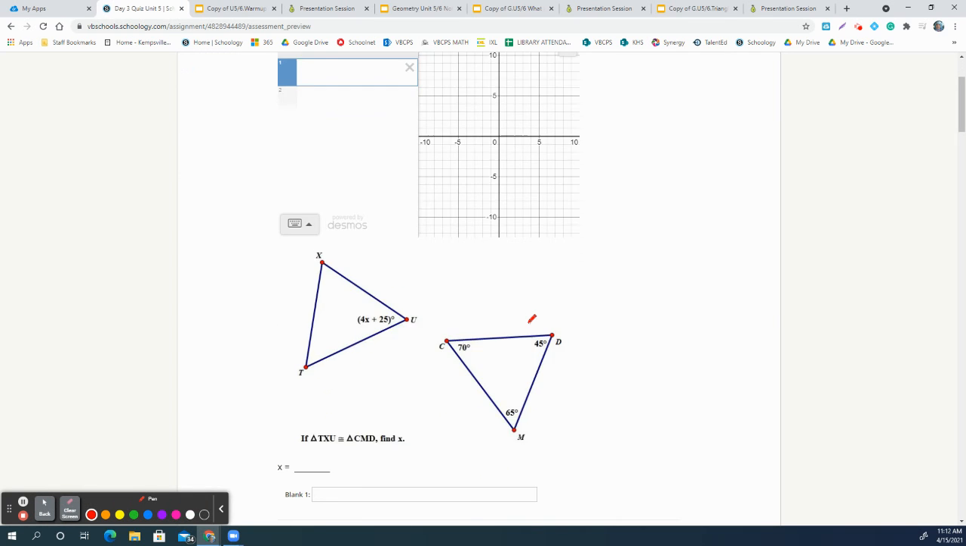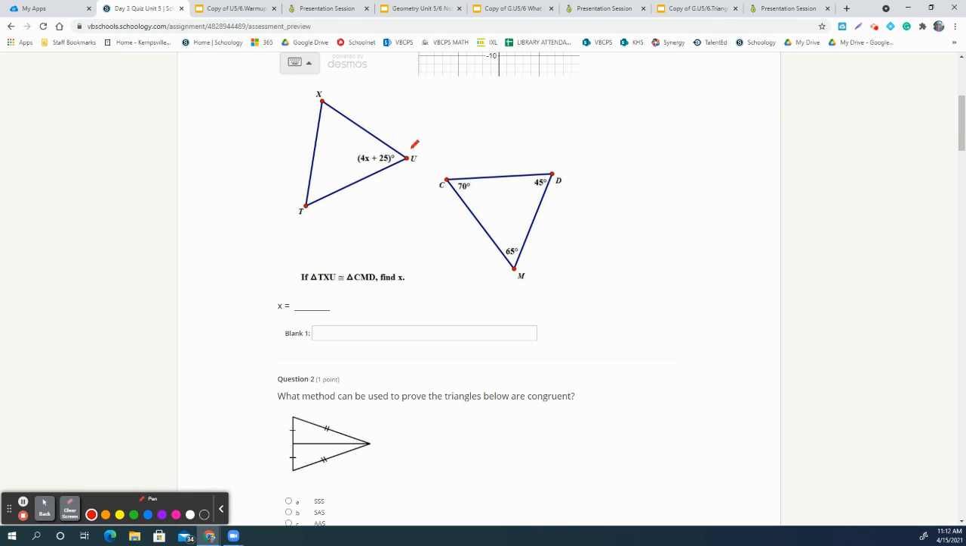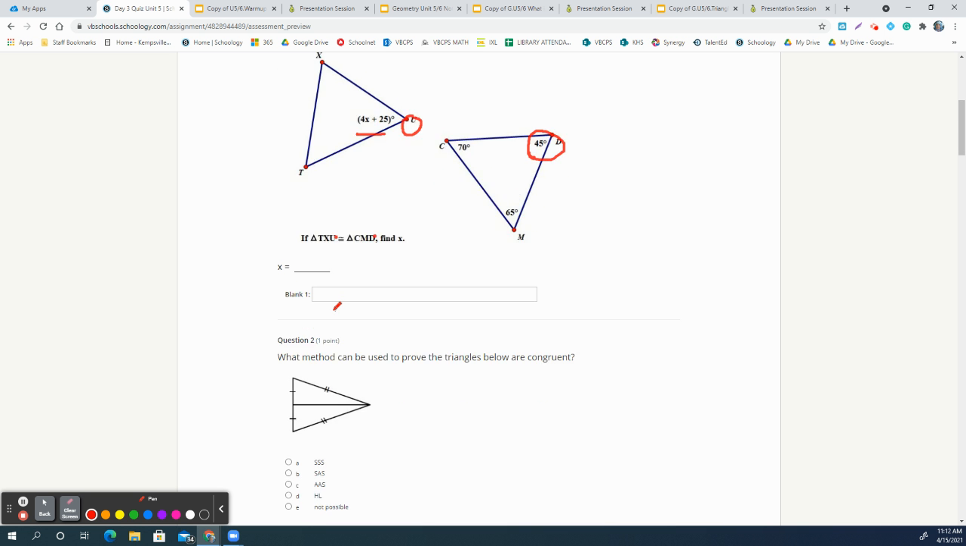Yay. Question number 1 looked really good. If I'm looking for X, U goes with D, so I've got to set it equal to 45. So you just set these two things equal, solve for X, and you're good to go.